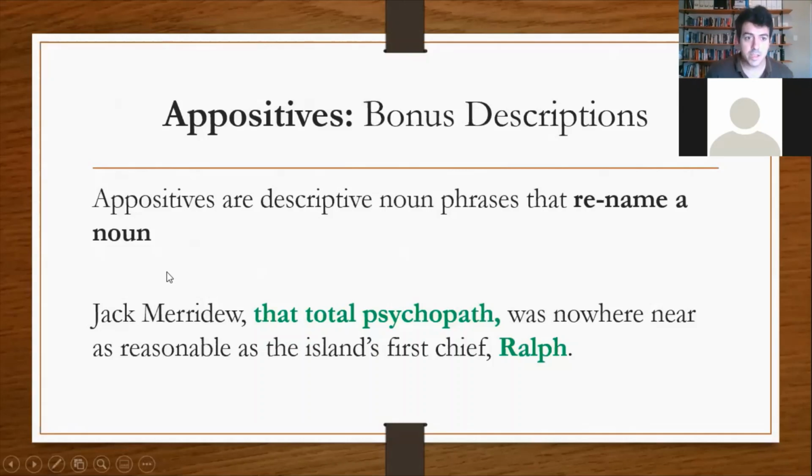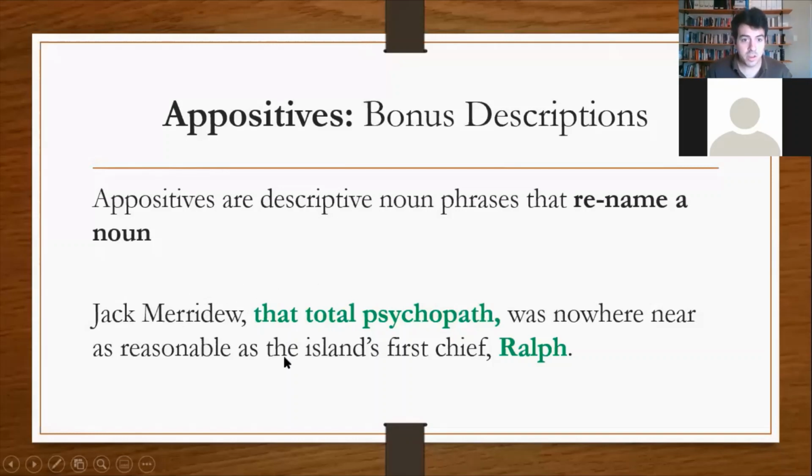Here's one from Lord of the Flies. Jack Merridew, that total psychopath, was nowhere near as reasonable as the island's first chief, Ralph. Okay. So the words in green are the appositives. Jack Merridew is the same as that total psychopath. Right? It's a description, but it's not needed for the sentence to make sense. You could delete it and say Jack Merridew was nowhere near as reasonable as the island's first chief, and it would still make sense. It's an extra bonus description. It's renaming Jack Merridew. Who is Jack Merridew? That total psychopath. So that's what an appositive is.